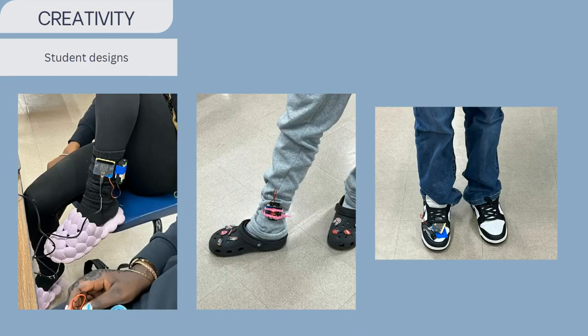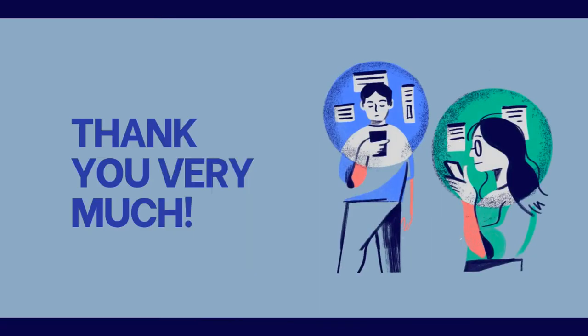Here are examples of some student designs. As you see, one student just basically put it through their shoelaces and secured it with some duct tape. Another student used duct tape to attach the battery pack and pipe cleaners to attach the microbit to themselves. We did have to be careful with the duct tape because we realized that it would pull off the LED lights on the microbit.